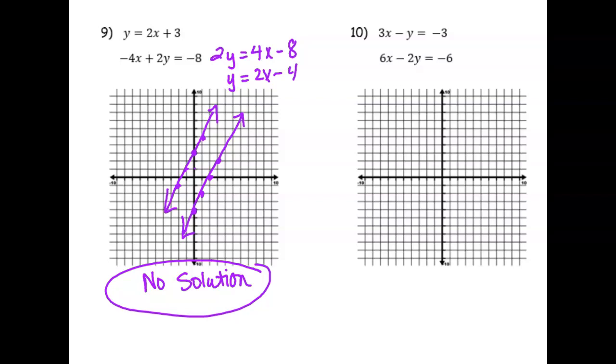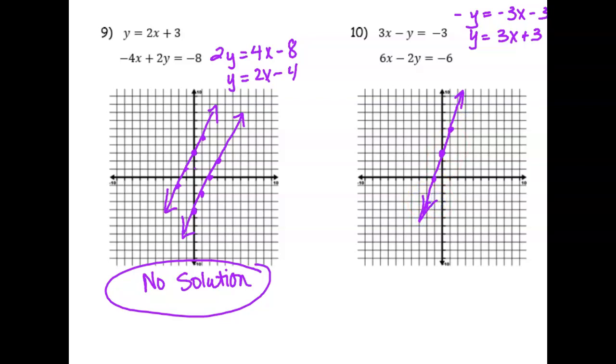All right, number 10, when you put it in slope-intercept form, you're going to end up with negative y equals negative 3x minus 3, or y is equal to 3x plus 3. Okay, so y equals, we start at the y-intercept of 1, 2, 3. Our slope is 3. Okay, so it should look like 1, 2, 3 over 1. So there's our slope. Our line.